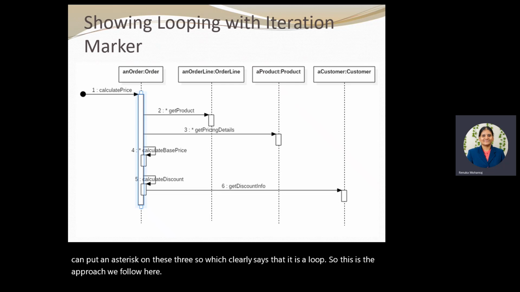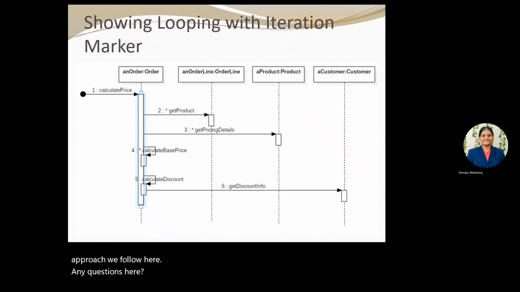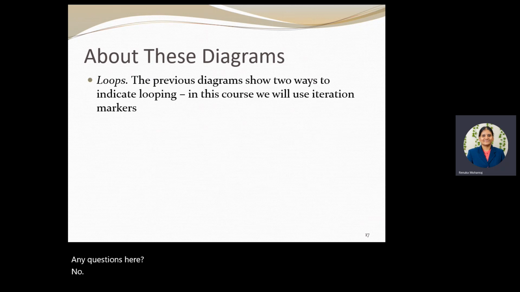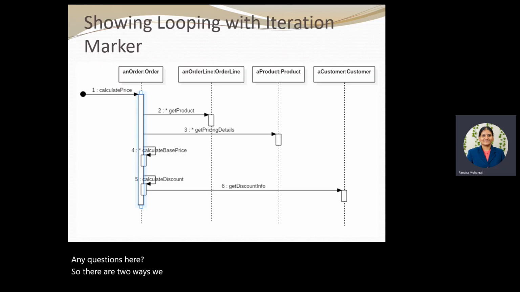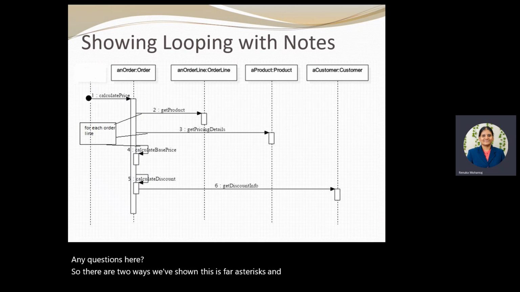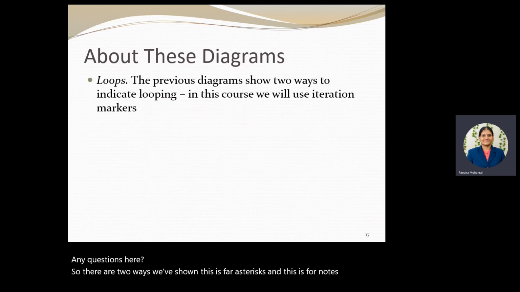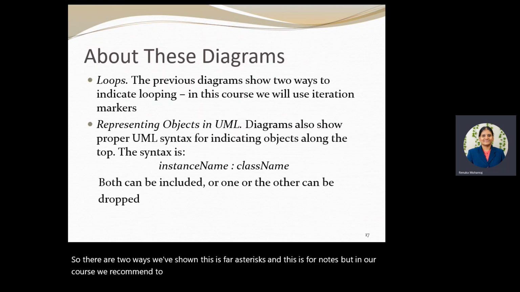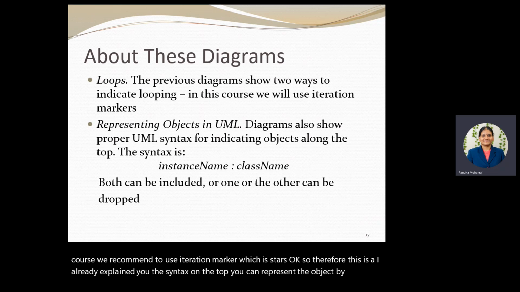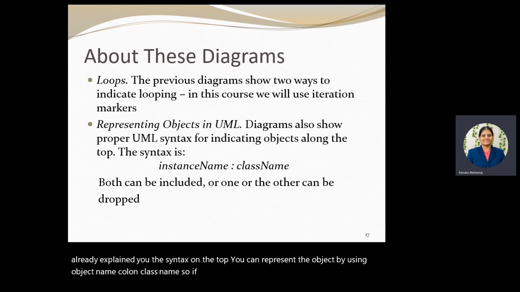Any questions here? No. So there are two ways we showed. This is for asterisks and this is for notes. But in our course, we recommend using the iteration marker, which is the star. Okay. I already explained the syntax. On the top, you can represent the object by using object name : class name. If you have both, you can include both. From the requirements, if you can know either one, at least you must specify one.